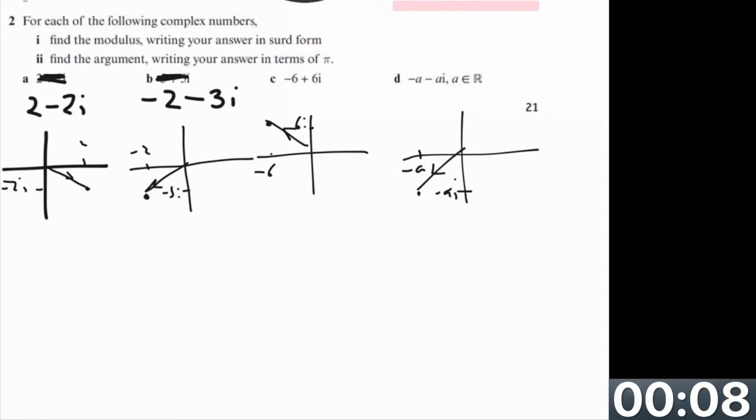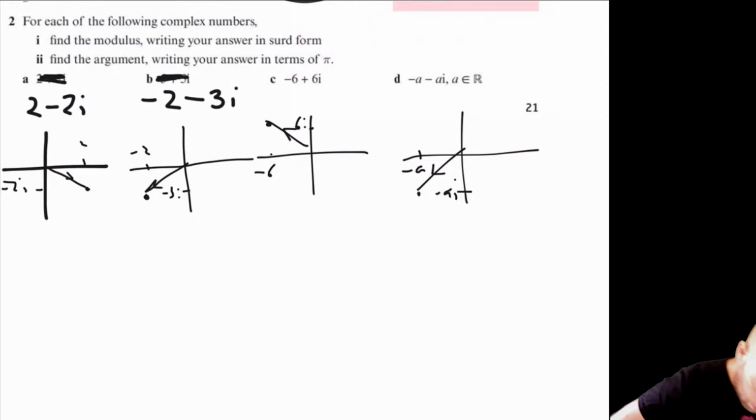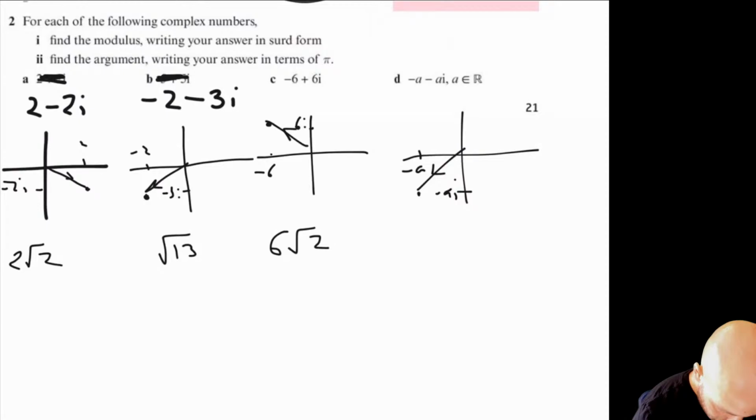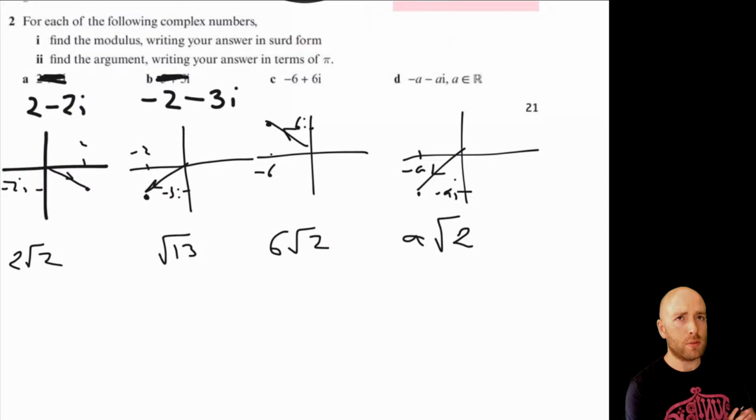Cool. Right, guys. That was looking really good. All the answers I looked at were correct. Really quick, I'm going to whiz through this. So I've sketched them all already. Real fast, let's find all the moduluses. So 2 root 2. Root 13. Root 72, which is 6 root 2. That's annoying. A squared plus A squared is going to be 2 A squared, so A root 2. Is that right? A squared plus A squared, 2 A squared, root that. Root 2 A. Yeah.